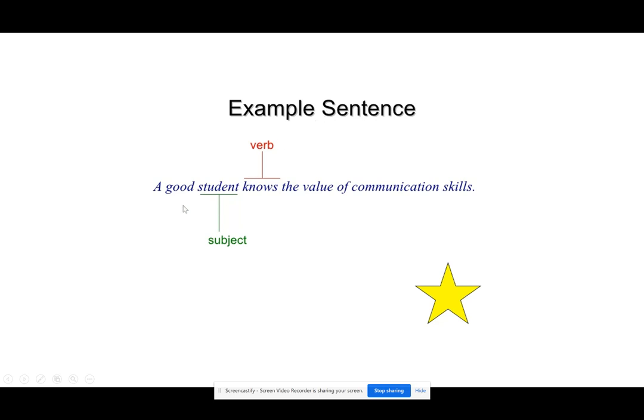Okay, let's look at this example. A good student knows the value of communication skills. So we have a singular subject, a singular student, and the student knows.